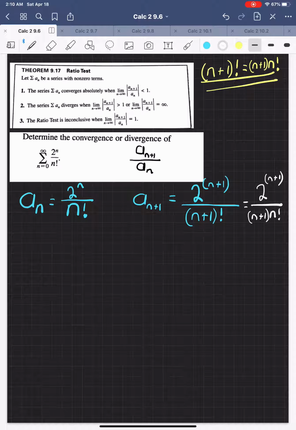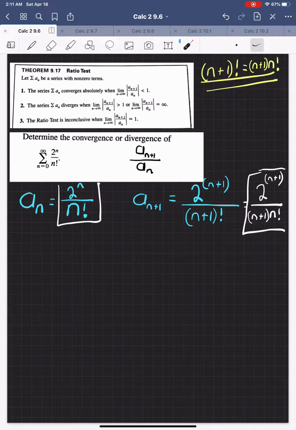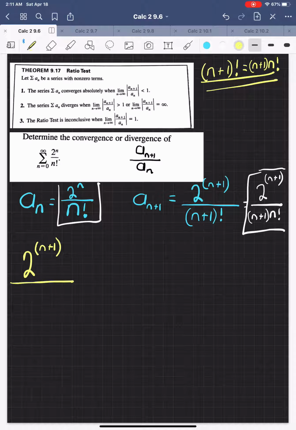Okay, so I'm just going to box in my a sub n and my a sub n plus 1. What I'm going to do right now is form a quotient, form a ratio. So this is going to go in the numerator, and this is going to go in the denominator. Ready? Let's do it really quickly. So this would be 2 to the n plus 1 over n plus 1 times n factorial.